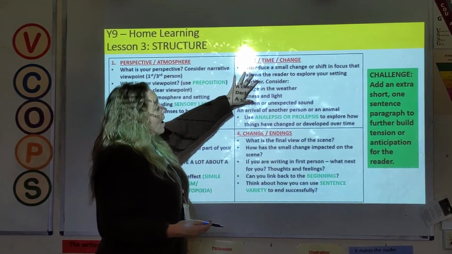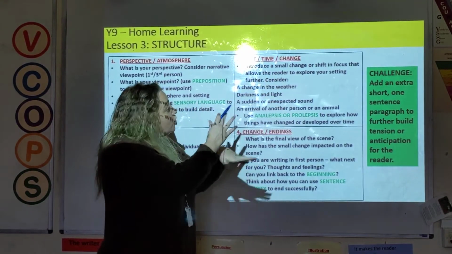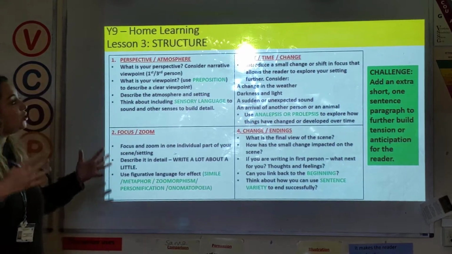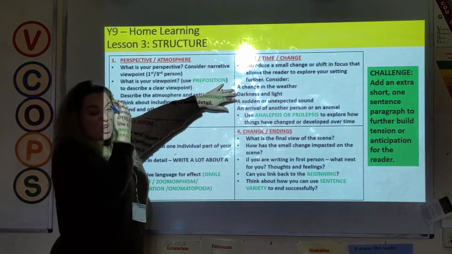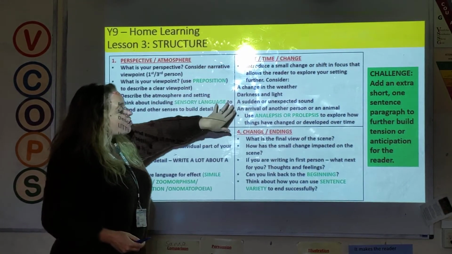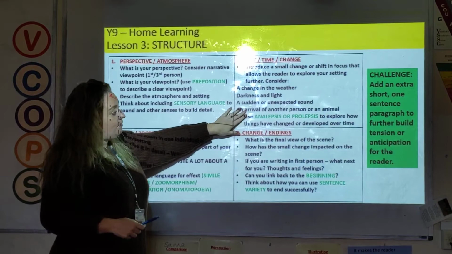Okay, your third paragraph, this is where you can really focus on time. So a small change or a shift in focus that allows your reader to explore the setting, to explore this magical world. I've given you a couple of options there. You might be much more creative. So a change in the weather, a sudden or unexpected sound, an arrival of another person.